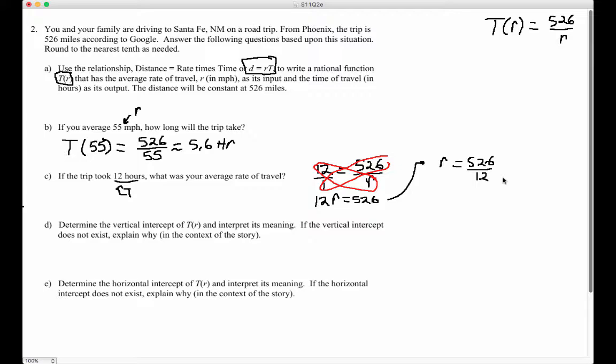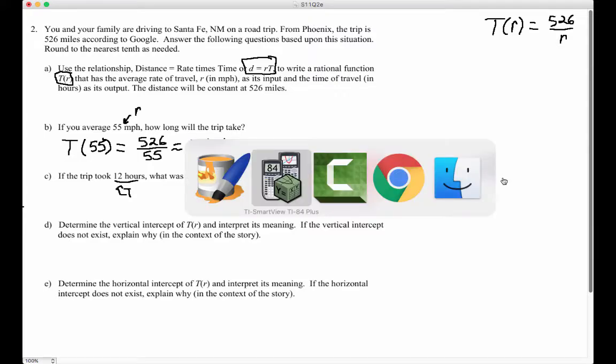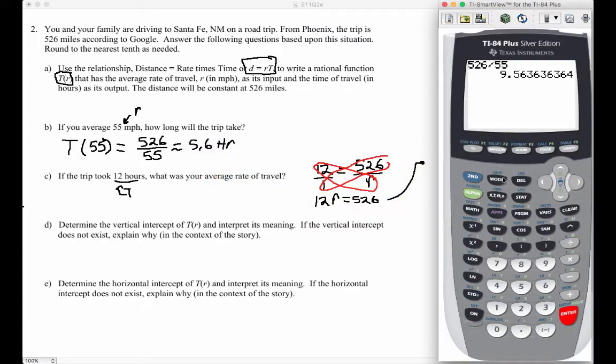And so if it took us 12 hours, what was our rate? How fast were we going? Obviously less than 55 miles an hour because we're taking more time to get there. So we're going to take 526 and we'll divide that by the 12 hours. And that meant that we were driving at 43.8 miles per hour if we round off correctly.